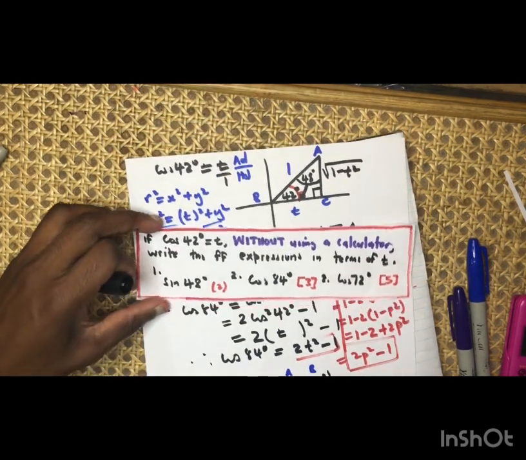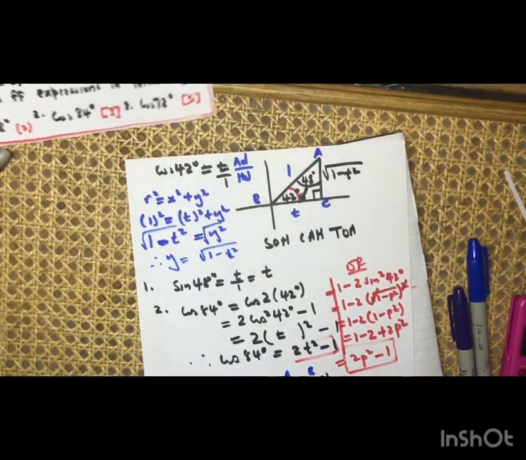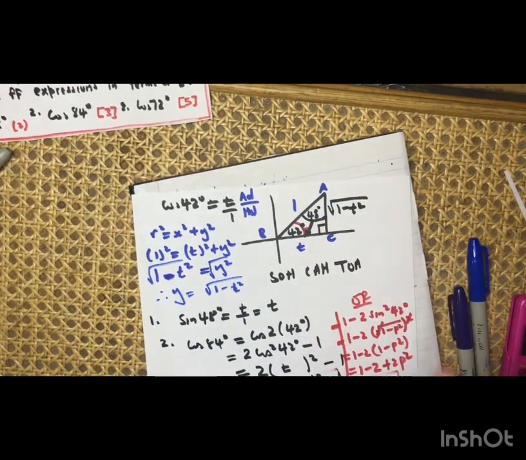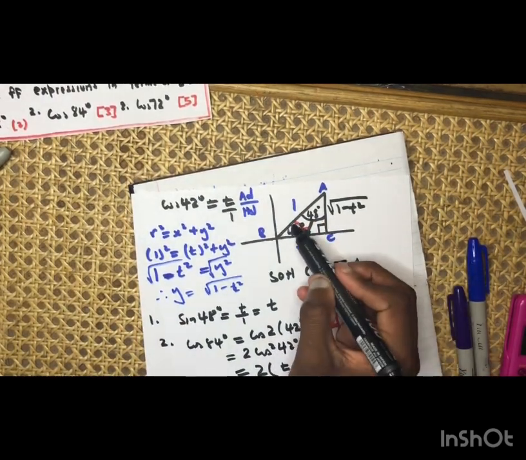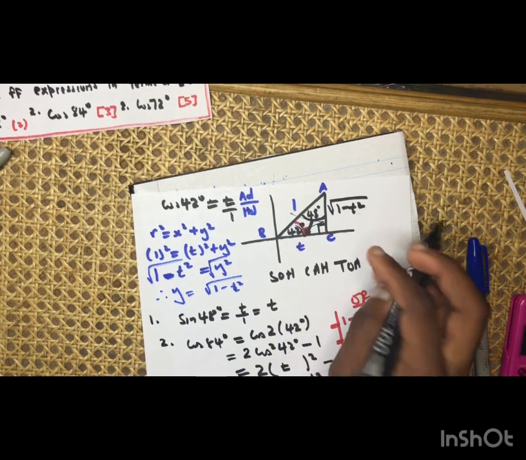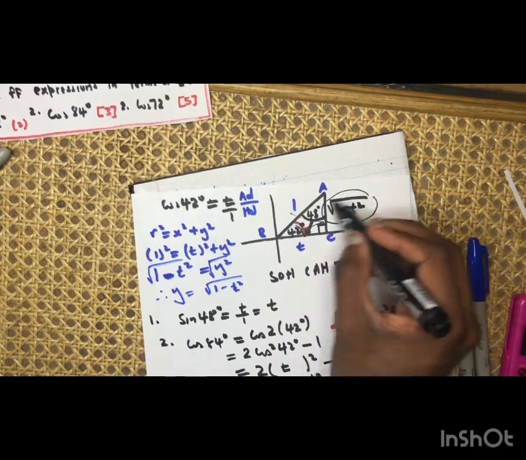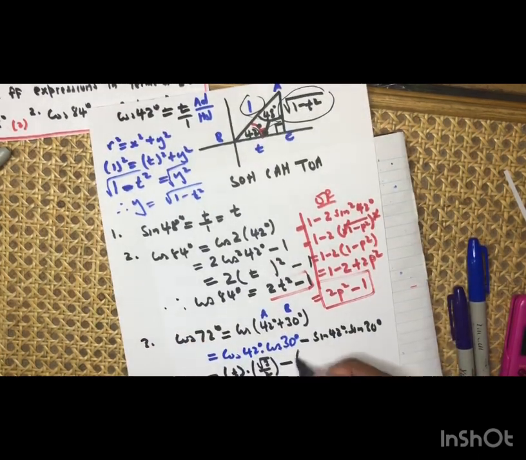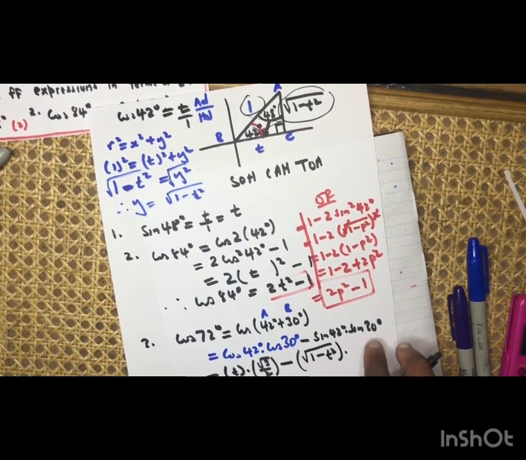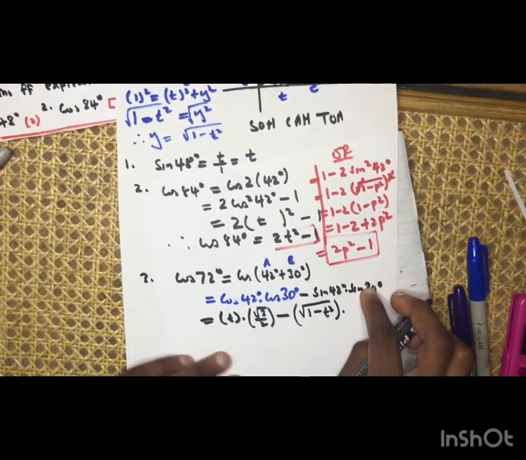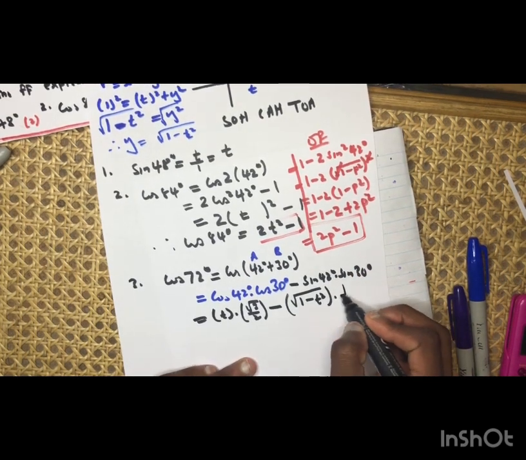Sine 42, guys, we can find sine 42 using the diagram. So sine 42 is opposite over hypotenuse. So it's going to be the square root over 1. So we're going to put the square root here, 1 minus t squared. Then sine 30, guys, is a special angle, so it's going to be half.